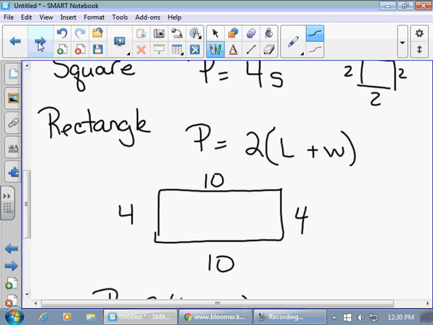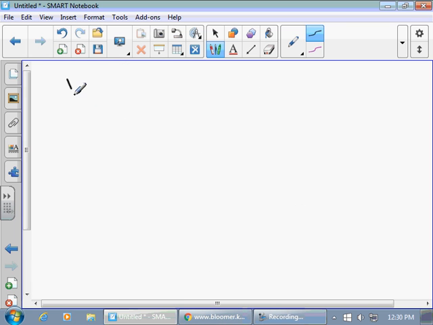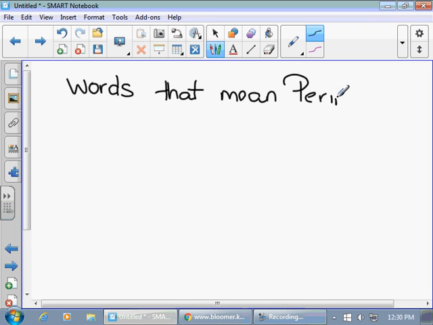Okay, here's some words that would mean perimeter. And why would I be telling you this? Because if they give you a word problem, they may not say find the perimeter. They may use other words to ask for perimeter. Words that mean perimeter. These are: edge. What is the edge of the yard?